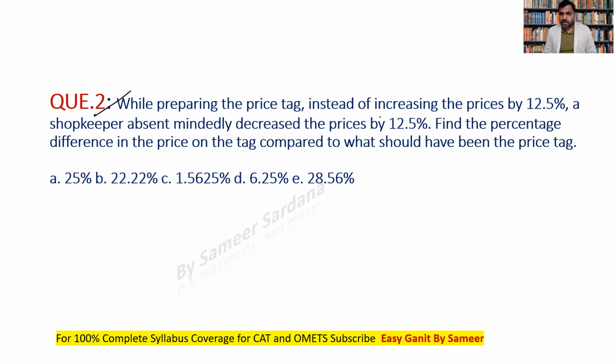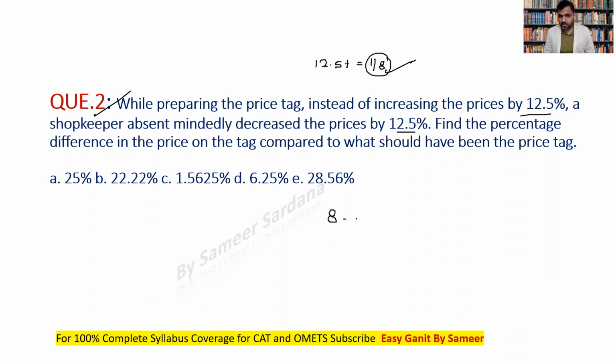While preparing the price tag, instead of increasing the prices by 12.5%, a shopkeeper absent-mindedly decreases the price by 12.5%. Now, see that in this type of question, if you want to reduce your calculation, always take the fractional value of these percentages. We know that 12.5% is 1 by 8. So assume that the cost price of this product is a multiple of 8. Just take any multiple of it. Let's say that the initial price is 8.